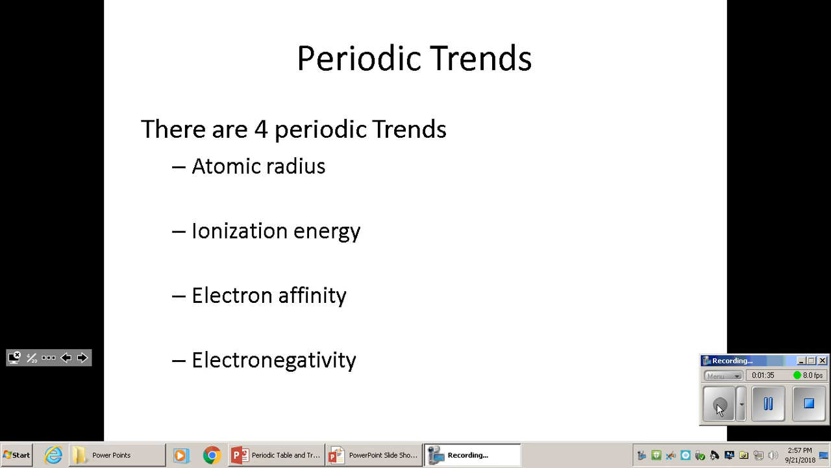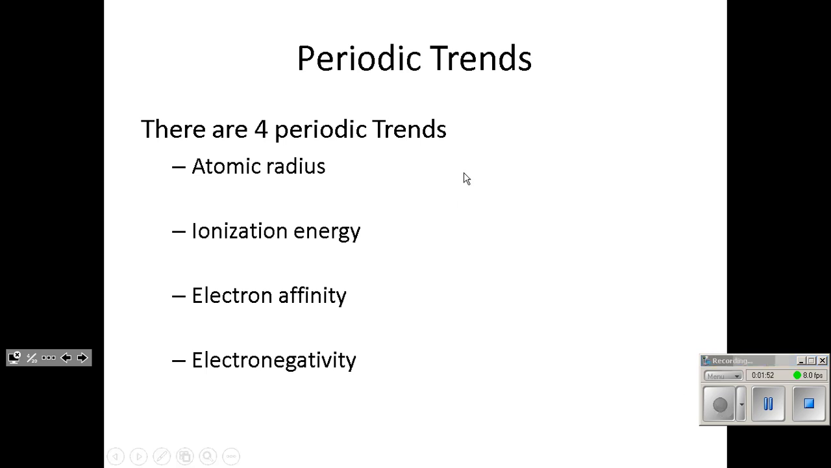The first of your 4 periodic trends is atomic radius. Just like the radius of a circle measures the size of the circle, if we envision an atom as a circle or a sphere, the radius is telling us about the size of the atom. Please remember that the size of the atom is determined by the electron cloud, whereas the weight of the atom is determined by the nucleus. The nucleus is where all the weight is. The size of the atom is determined by the electron cloud.